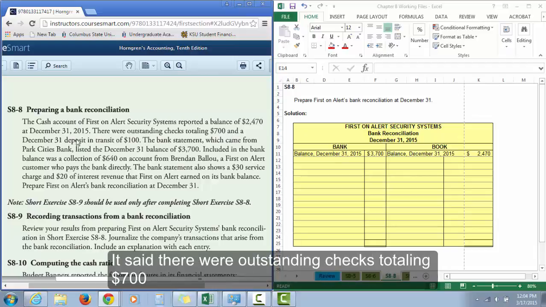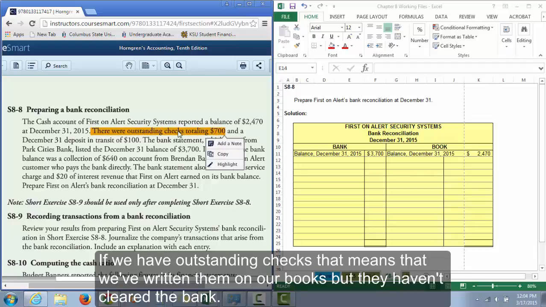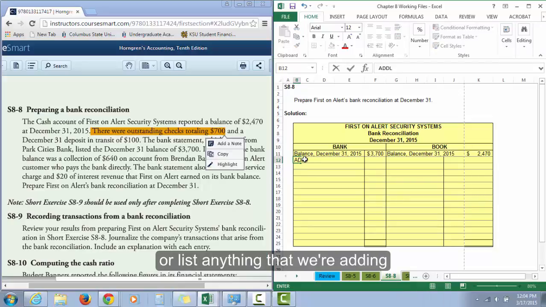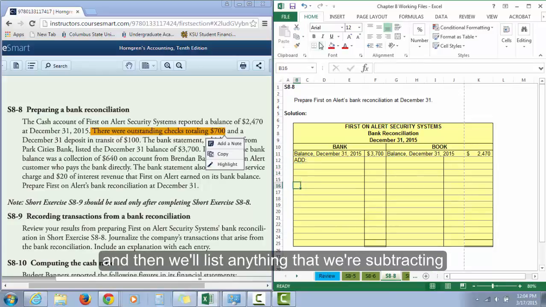So now that we've got what we're starting with, let's go back and look at the first items that we had listed. It said there were outstanding checks totaling $700. Now, if we have outstanding checks, that means that we've written them on our books, but they haven't cleared the bank. So this is going to be something that we're going to subtract on our bank side, okay? And typically we're always going to do our additions first, or list anything that we're adding. And then we'll list anything that we're subtracting, okay?